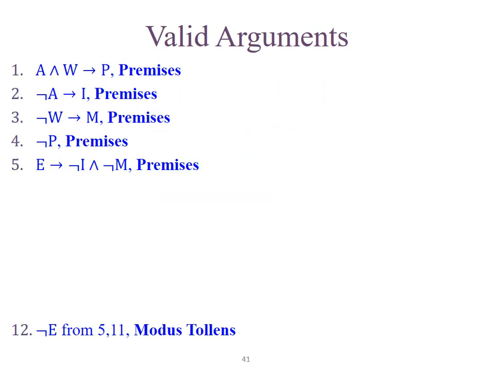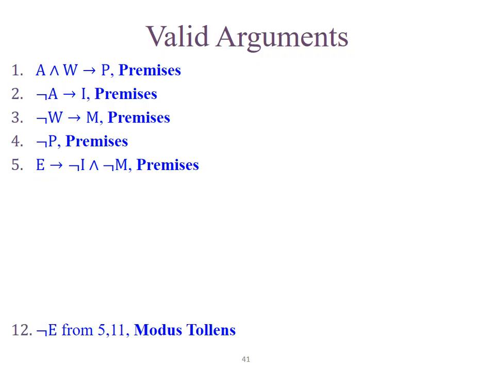Okay, now we have only one left. We have the third premise, not W. And for the seventh step, if W then M, so we can write not W or M. If P then Q, then we can write not P or Q is also true. This is by propositional logic.